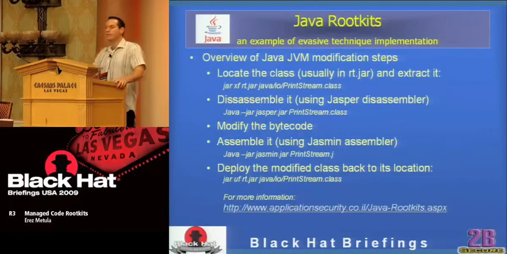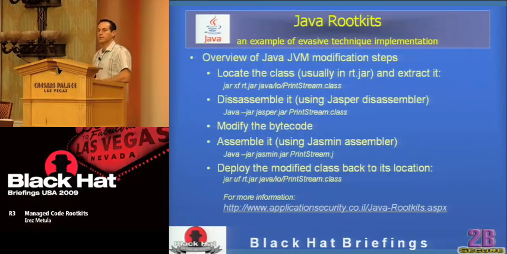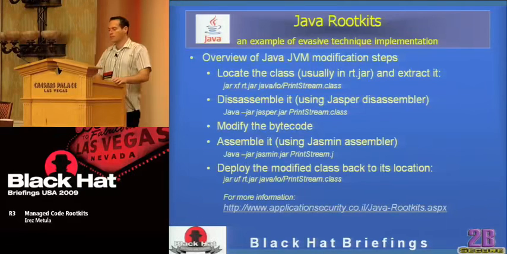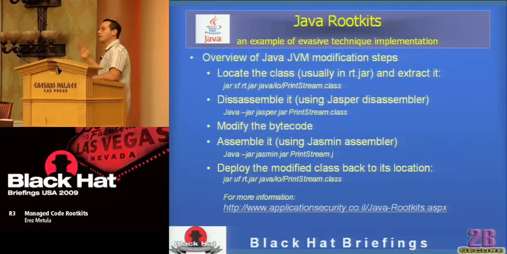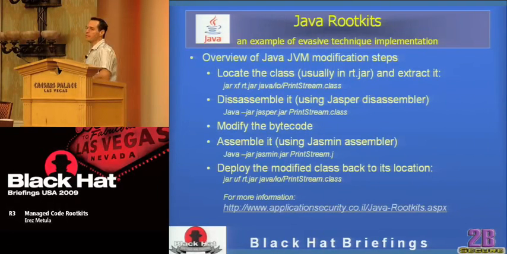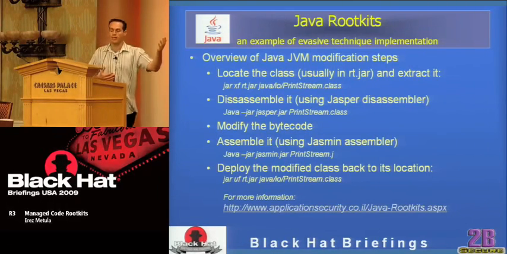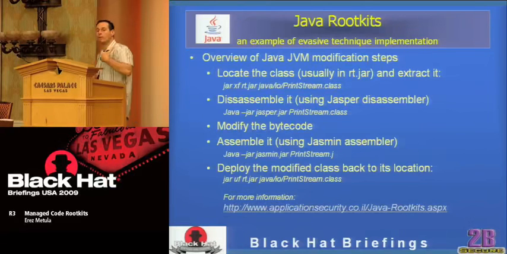So, an example of Java rootkits. This is an example of evasive technique, what we're going to see now. This is just the steps, the basic steps. Well, first thing that I would like to do is usually change classes inside rt.jar. rt.jar, the runtime classes, this is where most of Java important files are located. So first thing that I would like to do is go to rt.jar and extract a class that is very important to me that I want to change.